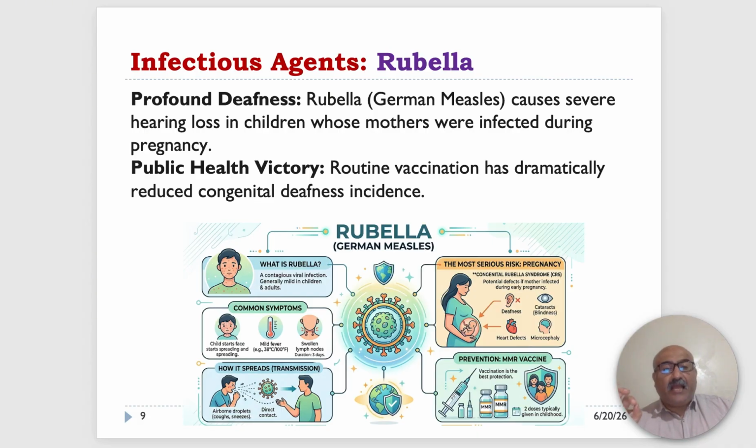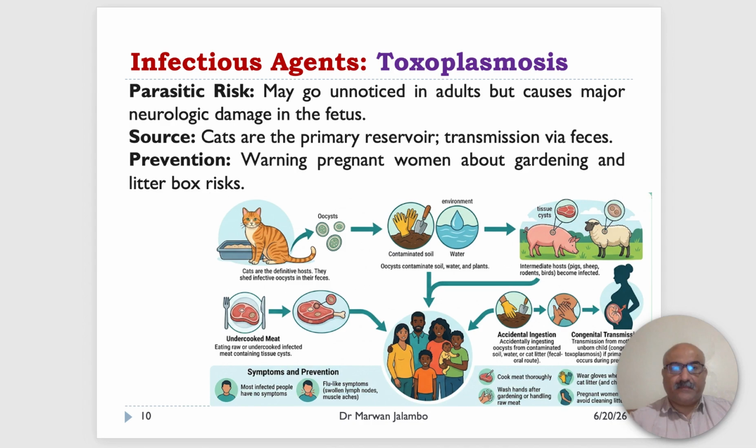Beyond bacteria and viruses, we must also be wary of parasites like toxoplasmosis. Toxoplasmosis is a parasitic infection. An adult might contract it and barely notice the symptoms, but it causes severe neurological damage to the fetus.